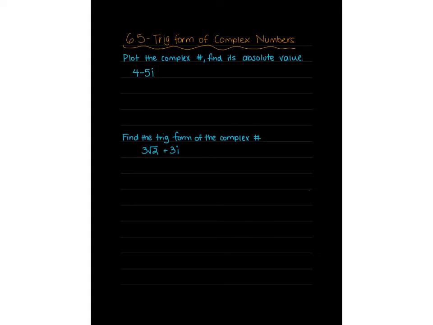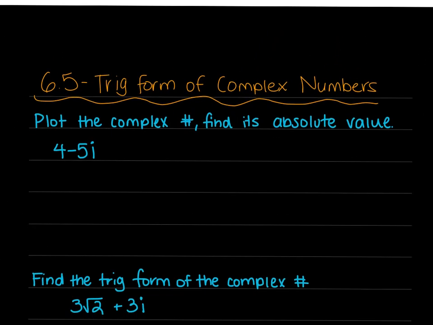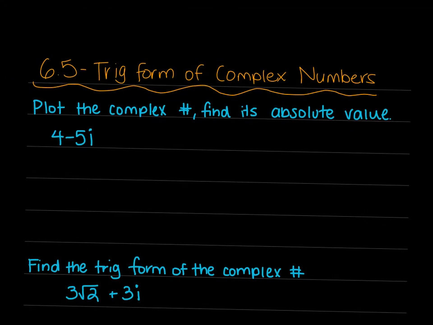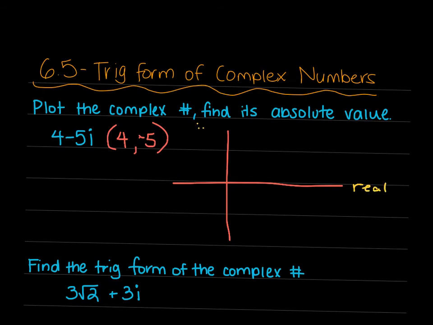All right, the last part of the chapter was 6.5, and this is the trig form of complex numbers. So for the first part, it said to plot the complex number and then find its absolute value. So hopefully you remember that the number that's without the i is your a, which is going to be the x. When we write it as a coordinate point, this would be 4. And then the one attached to the i, which is -5, is your b, and the vertical change on your coordinate grid. So on a complex number grid, the x-axis is your real part, and the y-axis is your imaginary.